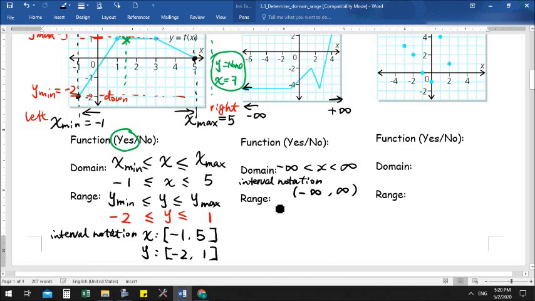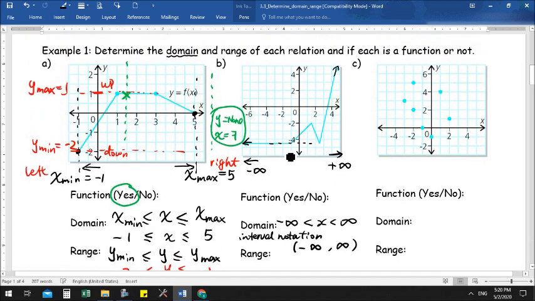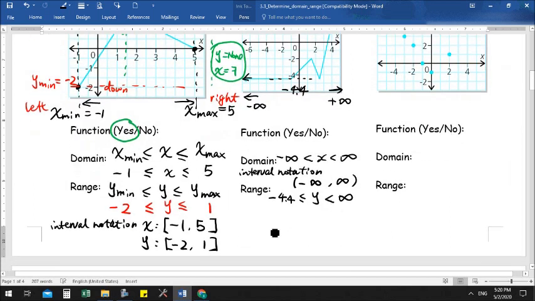So for the range, we are going to see the minimum for y is the lowest point, which is -4, maybe -4.4. Okay, and the maximum keeps going, it is positive infinity. So we are going to write the minimum is this one and is solid, and maximum positive infinity, you are not going to reach it, so no equal sign.